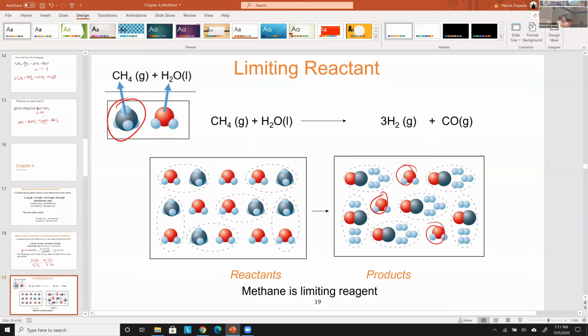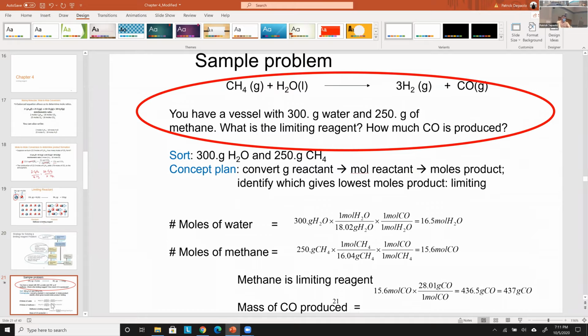The way these are going to go is we'll just go to an example, and then we'll talk about it. So this is what the question looks like. You have a vessel with 300 grams of water, 250 grams of methane. What is the limiting reactant? How much CO is produced? Sometimes they won't even ask you what's the limiting reactant. Sometimes they'll just ask you how much CO is produced. In that case, to figure that out, I need to know which one runs out first. And then I use that one to figure out how much CO is made.